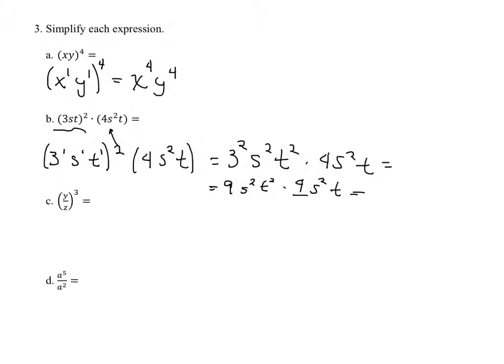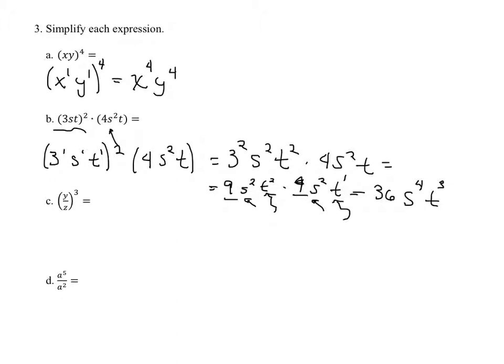9 s to the second t to the second times 4 s to the second t. We're going to multiply the coefficients like normal, because they're just regular numbers. So it's going to be 36. S to the, I have 2 s's here, 2 s's here, so a total of 4. 2 t's there, another t, so I have t to the 3rd. Again, this t is raised to the first power. I'm going to add my exponents.